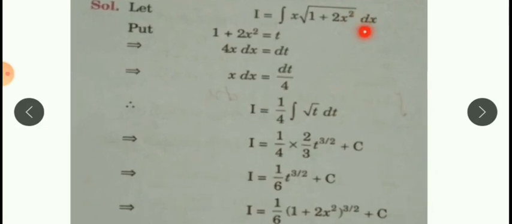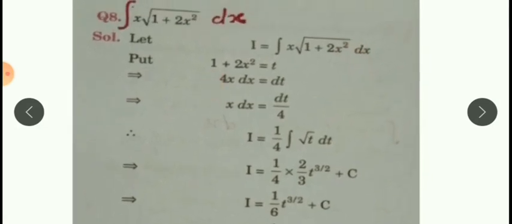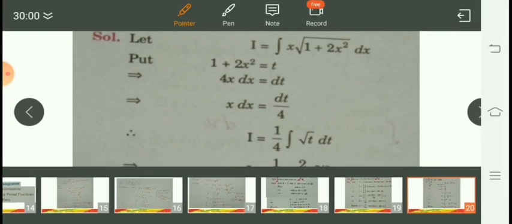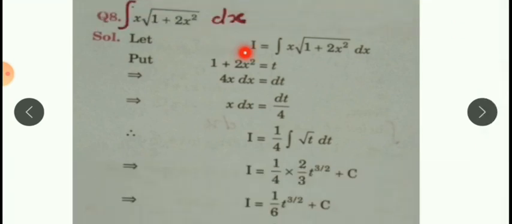Refer question number 8. Integrate x root 1 plus 2x square dx. Let I be equal to integration x root 1 plus 2x square dx.